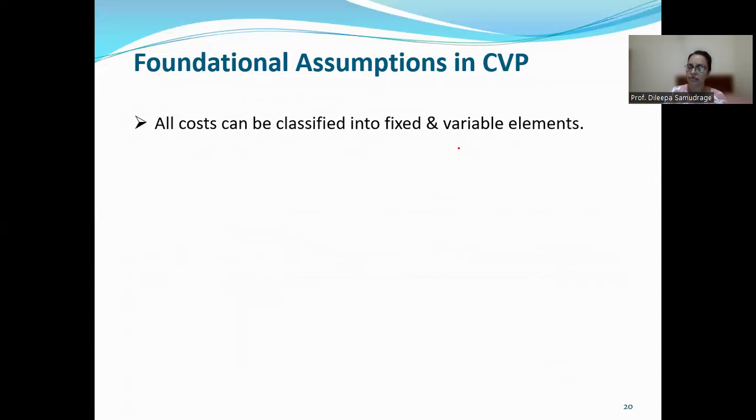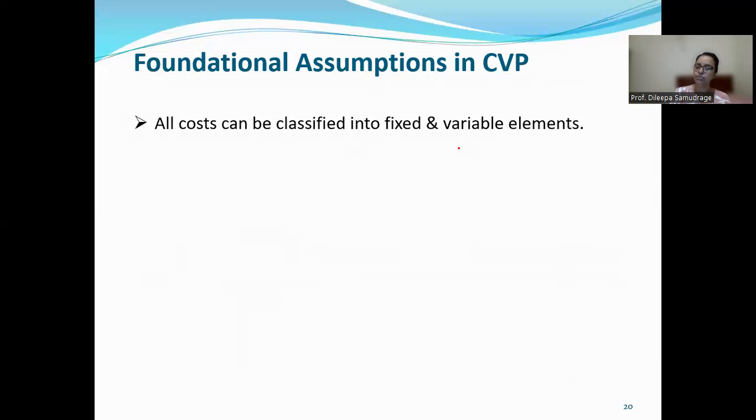Because at your examination, we may ask the assumptions or weaknesses of CVP analysis, the weaknesses of foundation assumptions in CVP analysis. We may ask both, right? So therefore, you should know the weaknesses of these assumptions, because I'm not going to explain those weaknesses separately. When I explain these assumptions, I explain the issues of those assumptions. Those things you have to write down separately. So all costs can be classified into fixed and variable elements.